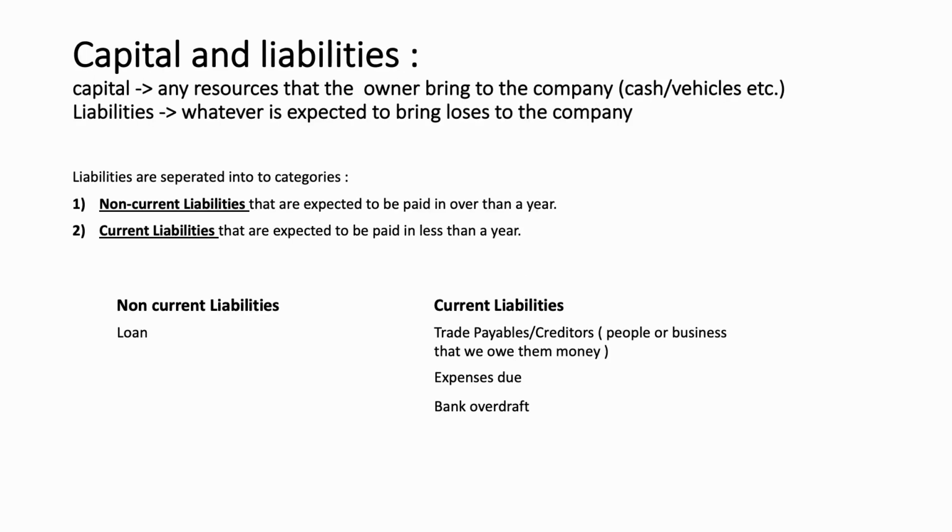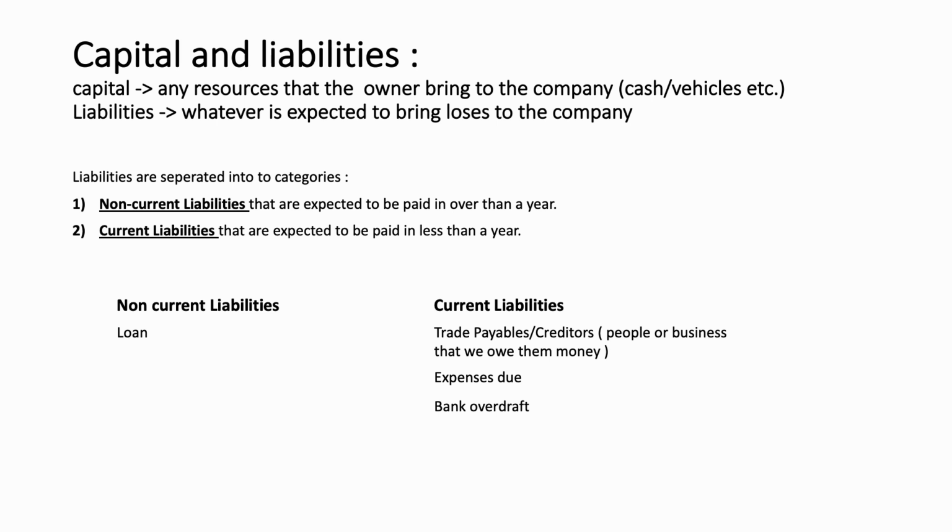Now, let's see what capital and liabilities are. The definition of capital is whatever the owner brings to the company, such as cash, equipment, or vehicles. Here is a good point to mention that the owner and the company are two different things. You, as an accountant, only care about the business. The definition of liability is whatever is expected to reduce the company's profit.